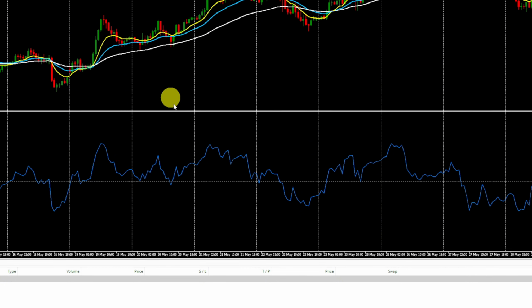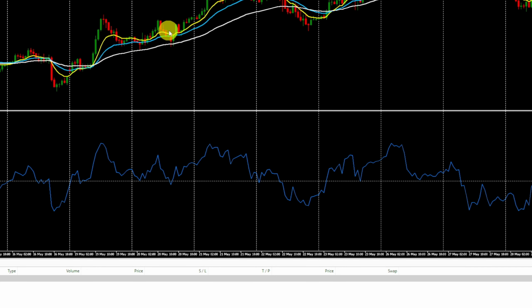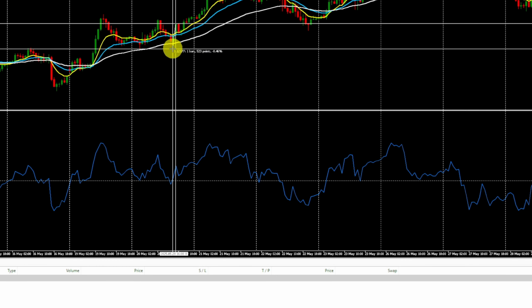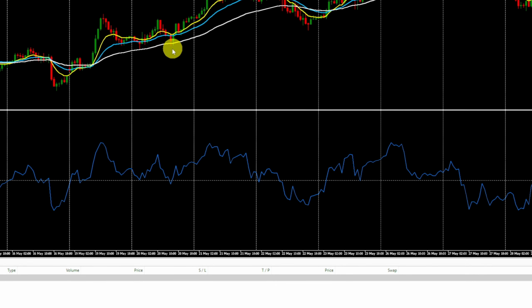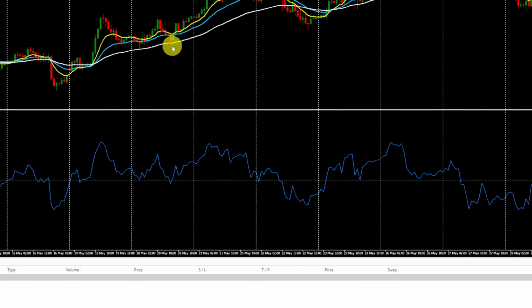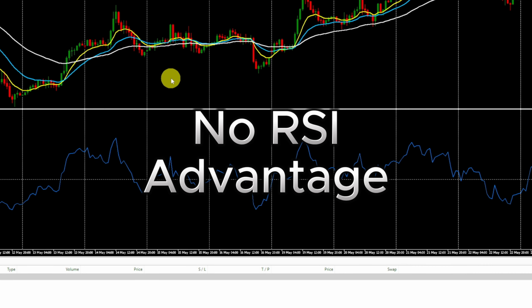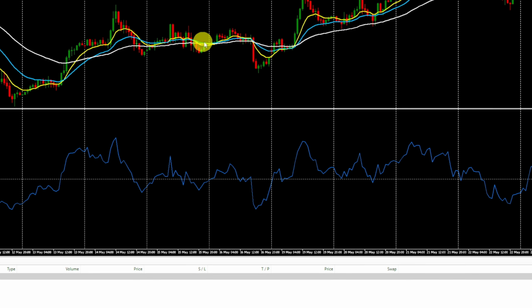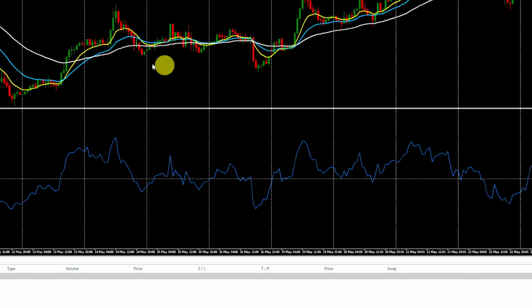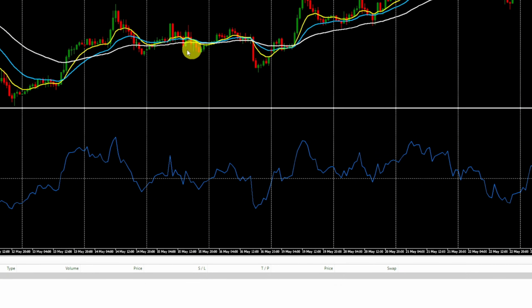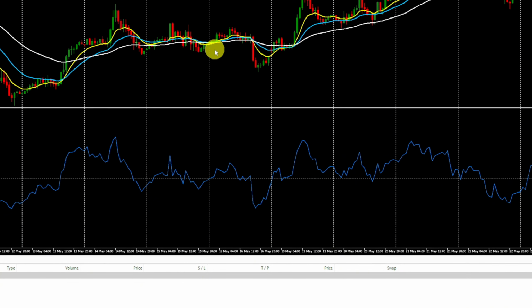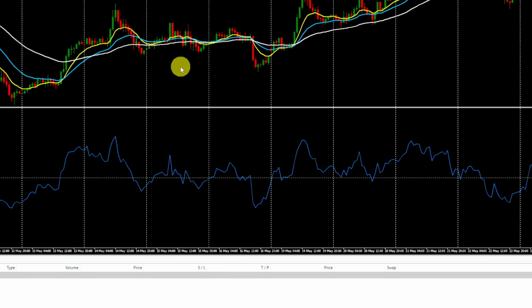If we were looking for the RSI entry, we would have got it right here, which is pretty much the same entry point that we would have had without the RSI. So let's look at one more example. We can see here spaghetti in the moving averages. So I call this a sideways movement, and we're not going to enter while it's looking like this.